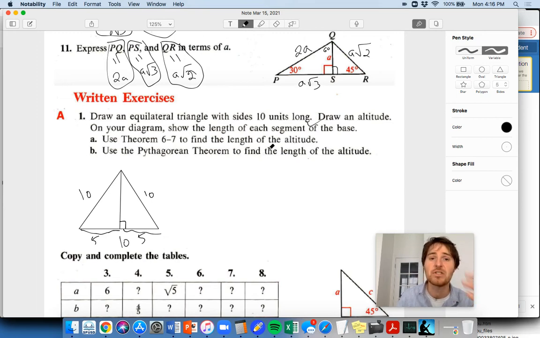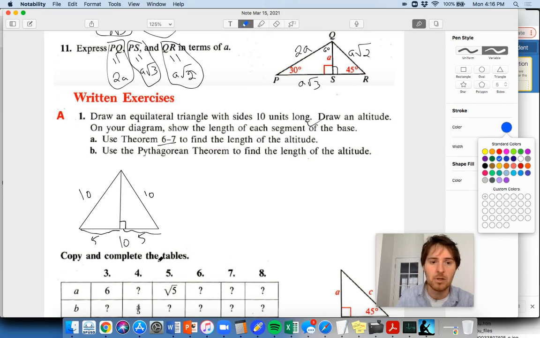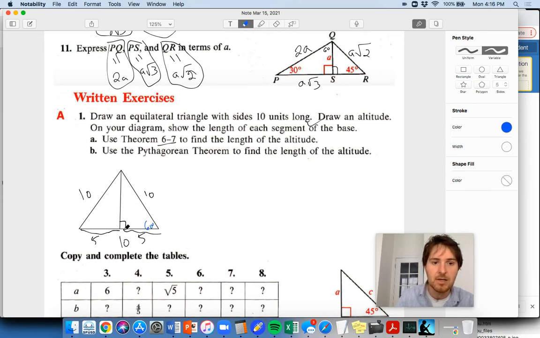Use theorem 6-7 to find the length of the altitude. I'm guessing that's the new theorem. Theorem 6-7 is related to, well, what kind of triangle is this? If it's equilateral, this is 60 degrees. Okay, we have 90 degrees there. That means this has to be 30 degrees, right? It's just a reiteration of what you did on Friday. Just make sure, did I get this right? Okay, length of the altitude. Well, this is a 30-60-90. This is the smaller leg. The altitude has got to be 5 root 3.